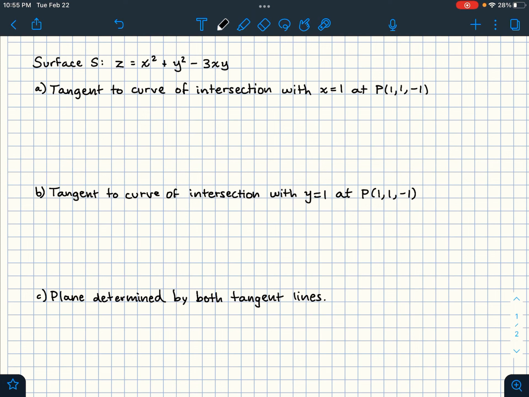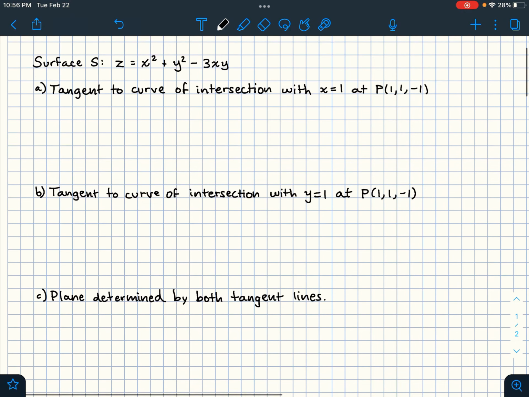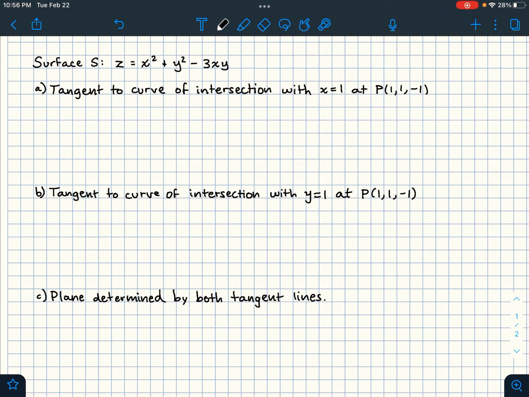So we're given this surface right here defined as a multivariable function of x and y, and you don't need to know how to sketch this, but you need to be able to visualize what you're being asked to find for parts A, B, and C. So let's start with part A. Part A is asking us to find the tangent to the curve of intersection of the surface with the plane x equals 1 at this point.